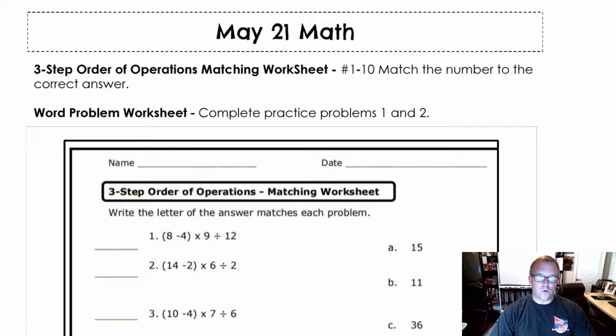So we're going to do math with just myself and Maggie, and let's see what we have to do today. May 21st math. 3-step order of operations matching worksheet. Worksheet, number 1 through 10. Match the number to the correct answer. Word problem worksheet. Complete practice problems 1 and 2.